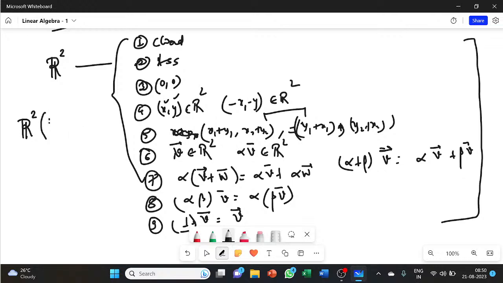So I say that R square over R. Over R means what? Over field F. Okay, this is my field F. So R square over R forms a linear vector space. It forms simply a vector space. Is that clear?